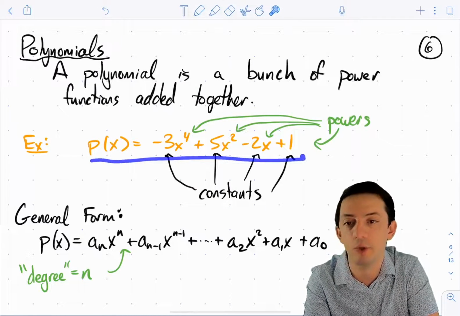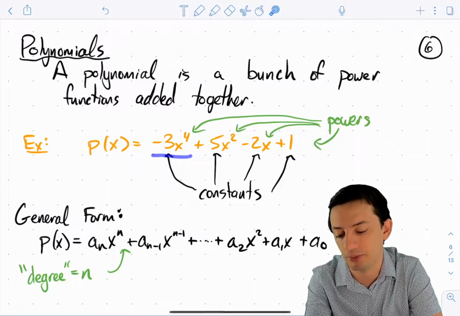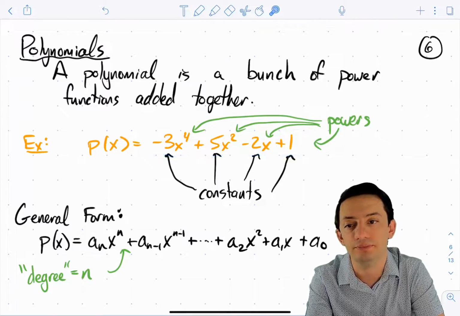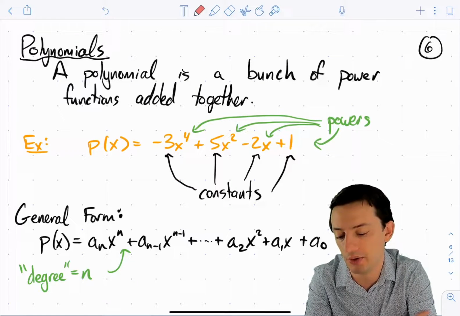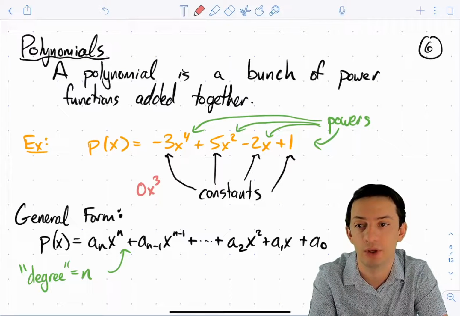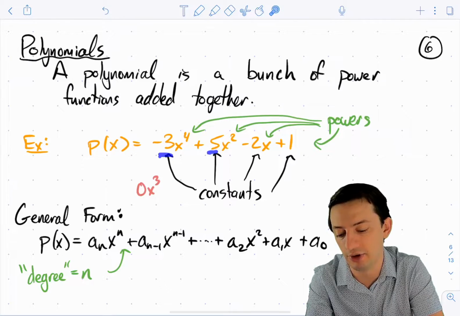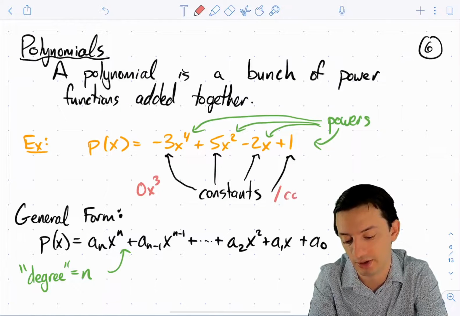You can see that it's 4 power functions added together: negative 3x to the 4th plus 5x squared minus 2x plus 1. Now it's missing an x cubed term. That's fine. That just means that the coefficient for x cubed is 0. There's like a 0x cubed hidden in there. So we've got these 4 terms. Each one of them has a constant in front. In fact, another word for these, I just said coefficients. These are the coefficients.